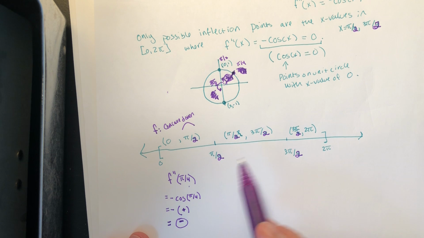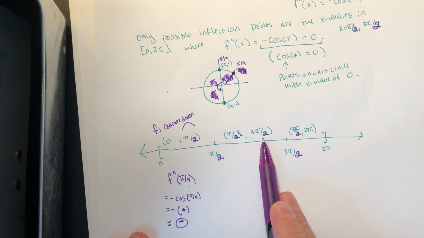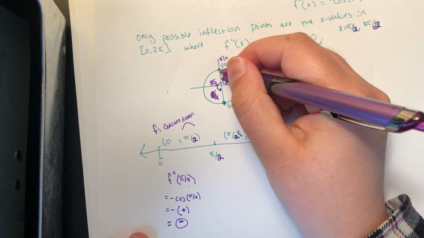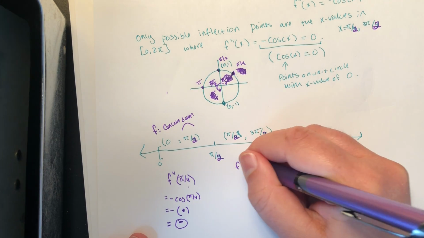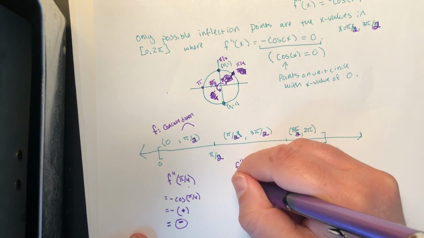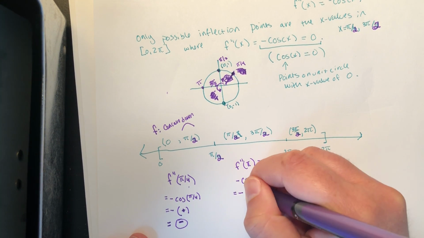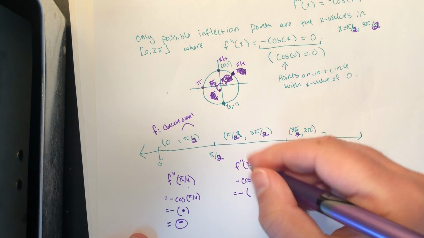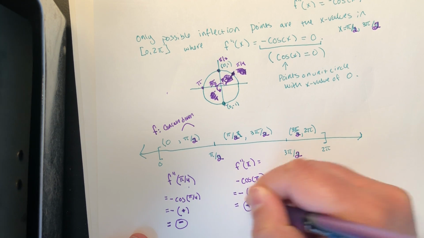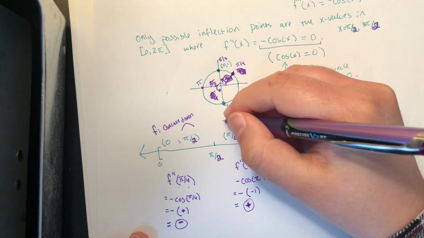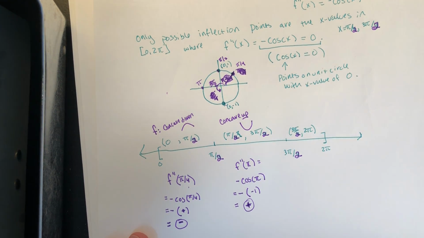Now we're going to do the same thing in the second interval. We want to test some point in between pi over 2 and 3 pi over 2. I'm going to choose pi. I'm going to plug pi into the second derivative, and I'll get negative cosine of pi. This is negative times cosine of pi, which is negative 1. So this ends up being something positive, which means my original function f is going to be concave up on this interval.